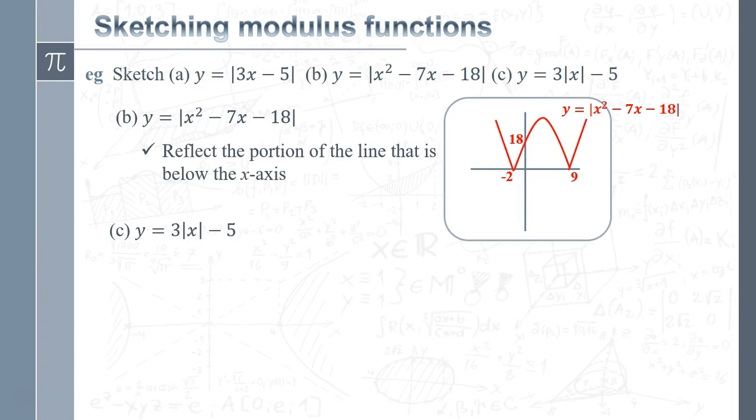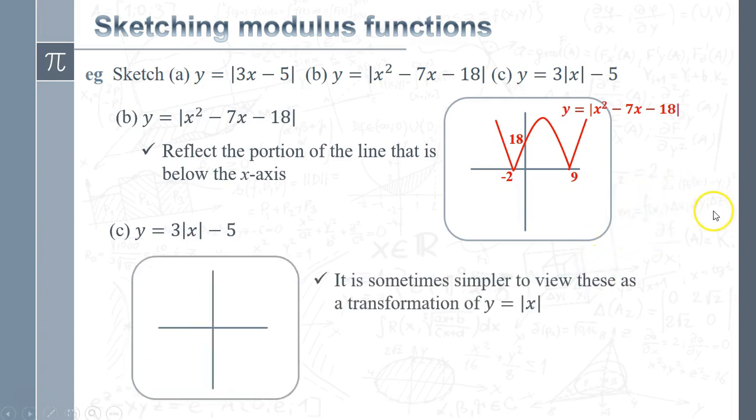And then finally, y equals 3 mod x minus 5. You'll notice it's very, very similar to part A, but again, I've adjusted where we've put the modulus function. There are a few ways to approach these, but I tend to look at these as a translation of our original mod x function. So I'm going to put that in to begin with. This is just the thought process that I tend to go through when I'm doing this.